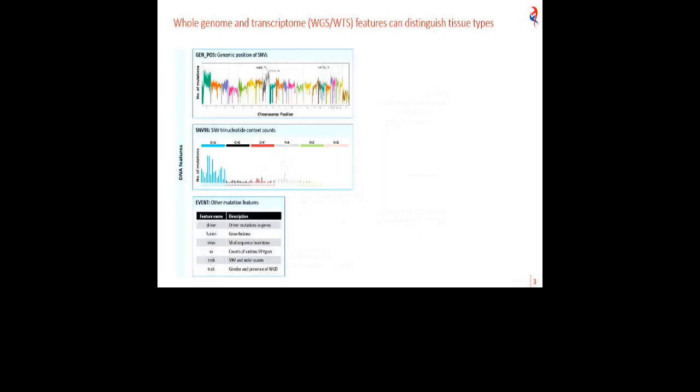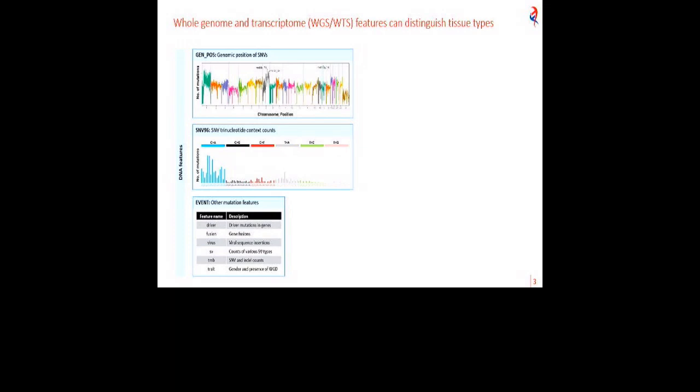So in these cases, we can use whole genome and transcriptome sequencing to resolve these tumors. And what kind of features can we use? Firstly, we can use DNA or mutation features. The first type is the genomic distribution of SNVs, and this is a proxy for the epigenetic state of the tumor cells.